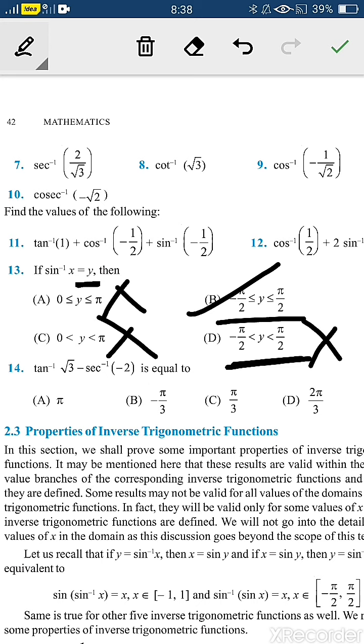Question number 14 is again an MCQ, and this MCQ you will solve yourself. In the next video, we'll be starting with the properties of inverse trigonometric functions. Till then, complete your exercise.